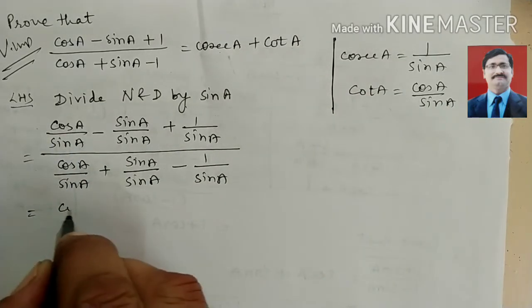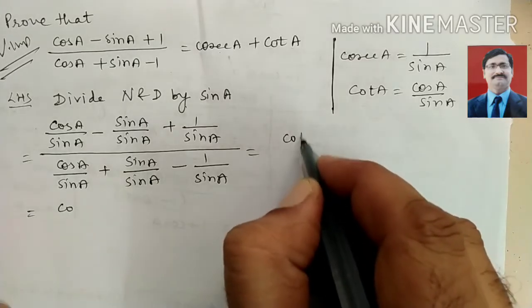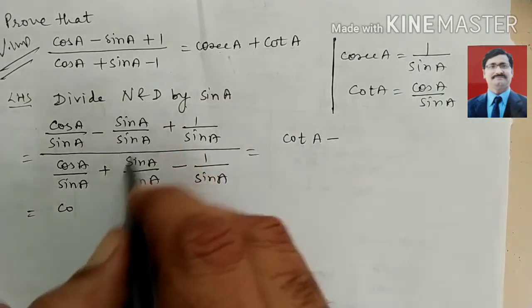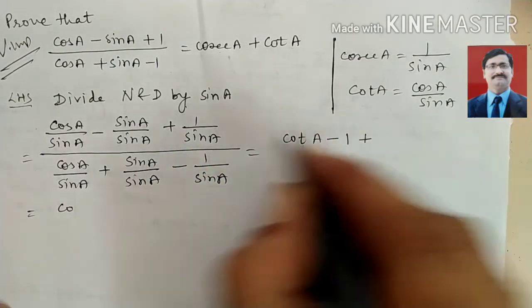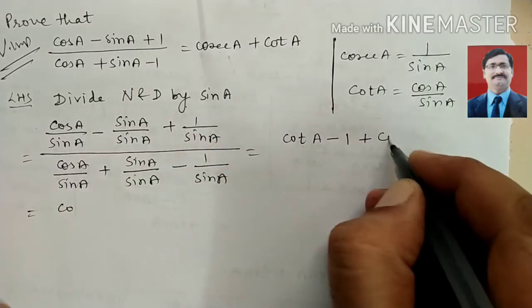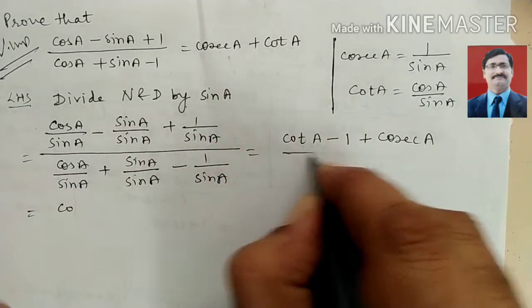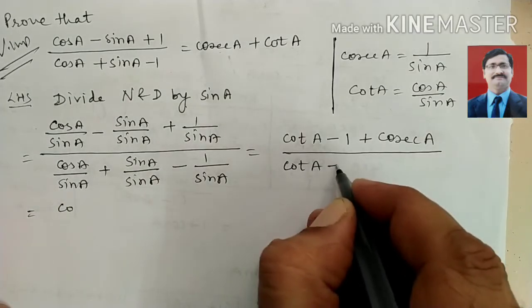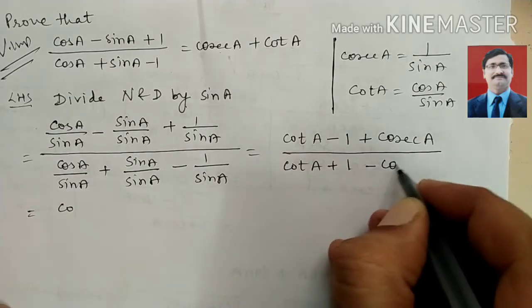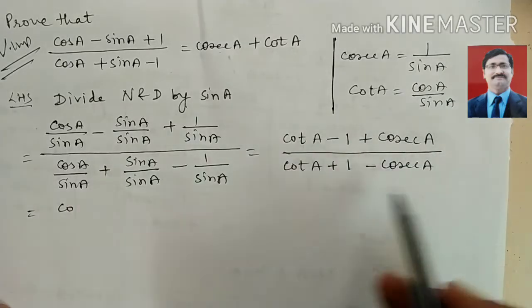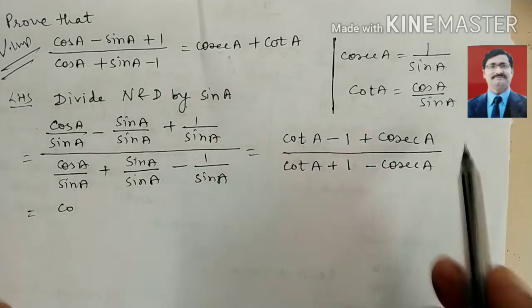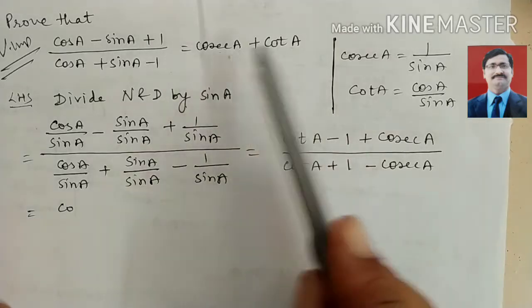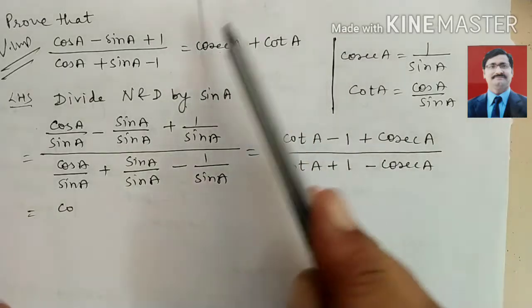So you can write here, this is equal to cot A minus sin A cancels, so you get 1, and 1 upon sin A we can write cosec A. In the denominator, cos A upon sin A is cot A plus 1 minus cosec A. Look here, this is what we get, means we converted into cosec and cot A, and on the right hand side we have here cosec A and cot A.